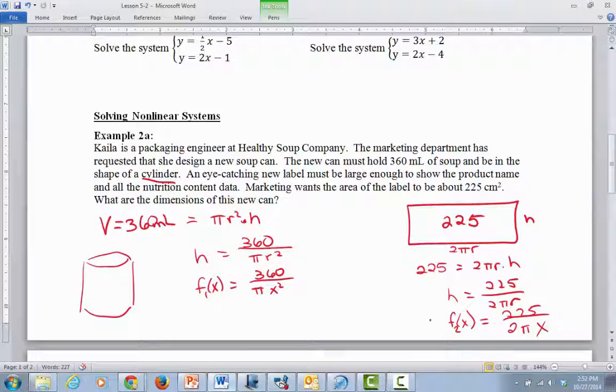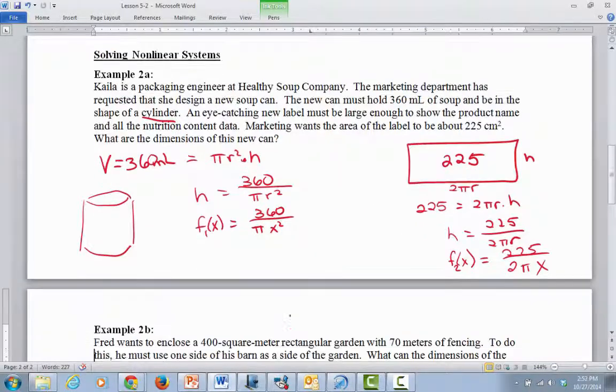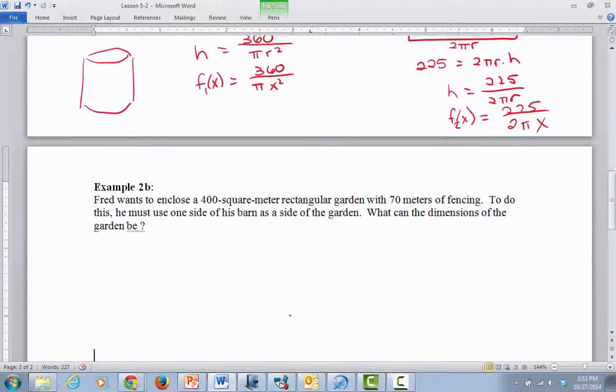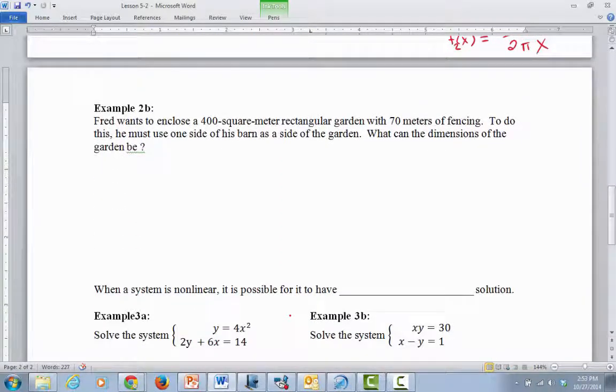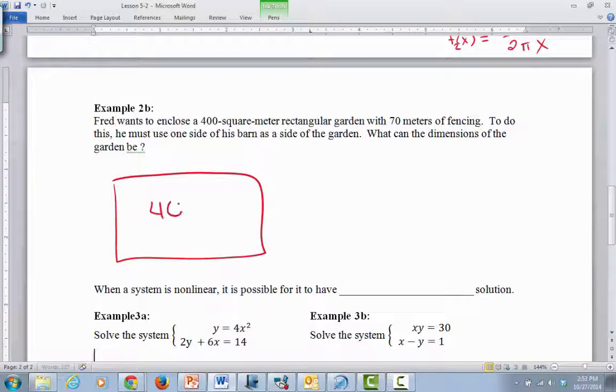Let's go back to this now. Fred wants to enclose a 400 square meter rectangular garden. Okay, so we know that our garden, if I were to draw this picture, is 400 square meters.